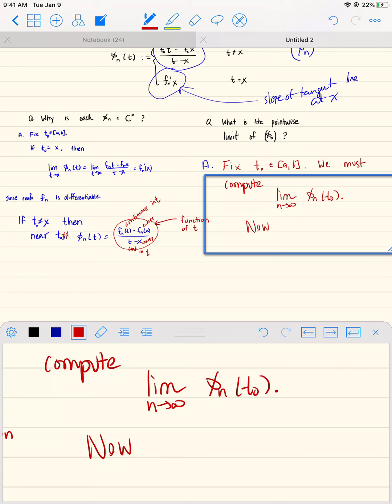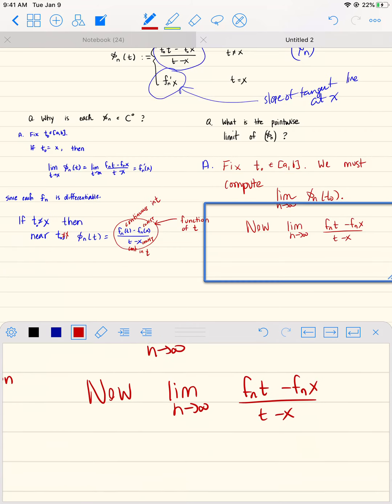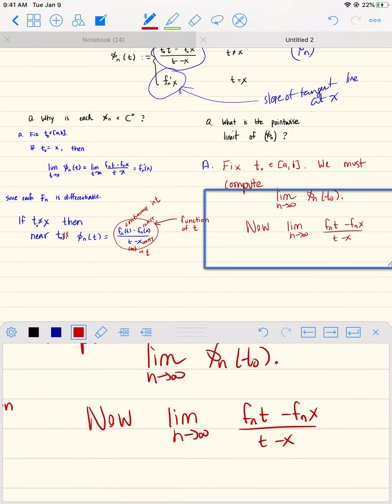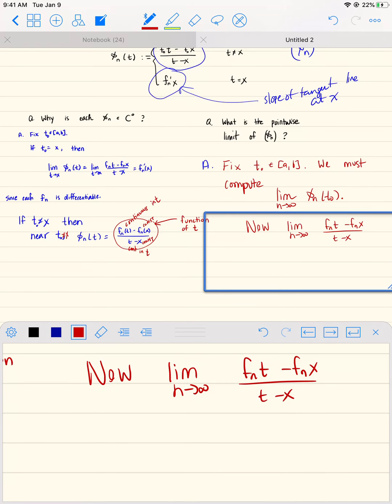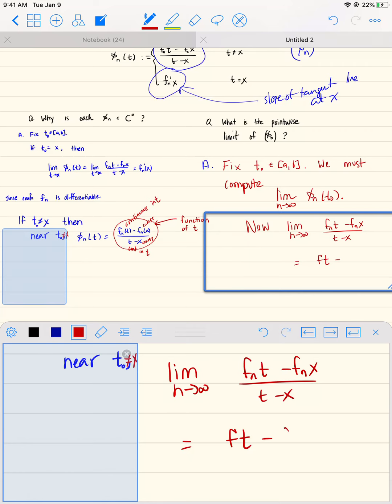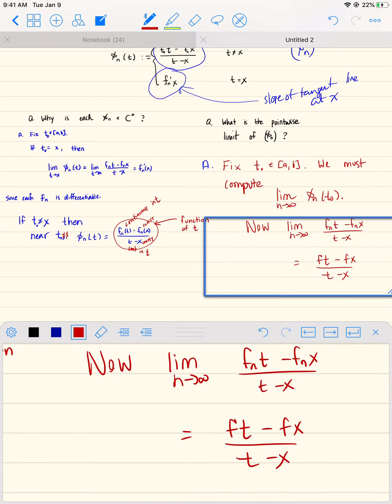So I want to write that down. The limit as n goes to infinity of fn of t minus fn of x over t minus x. Now here, notice that the t and the x are fixed. That's just going to be equal to f of t minus f of x over t minus x, okay?